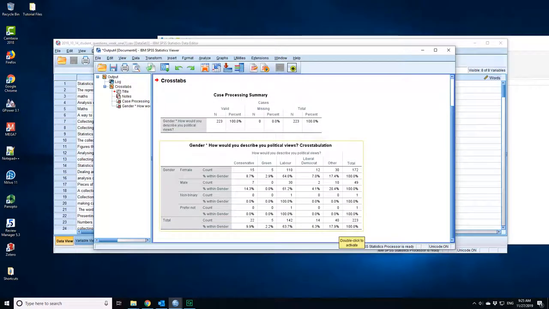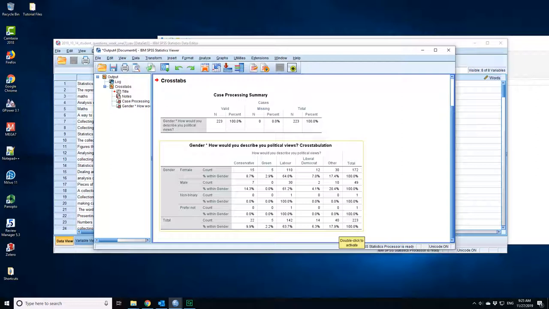This is a cross-tabulation. They can also be called contingency tables. So here, for female, 15 are conservative, so it's 8.7% conservative. In male, there's 14.3% conservative. So this would suggest that you're nearly twice as likely to be conservative if you're male compared to female. Greens, there are no males.